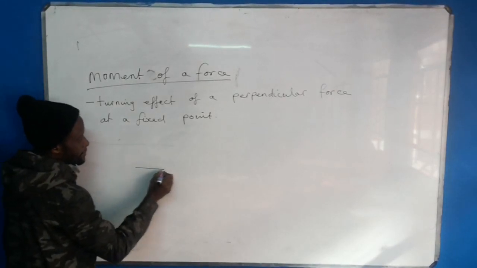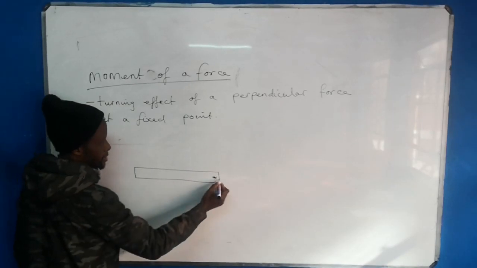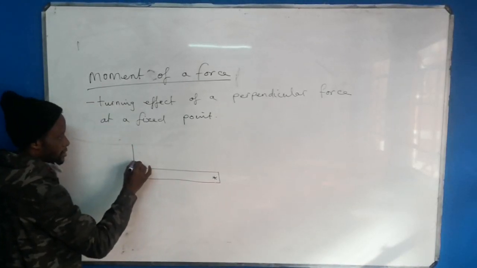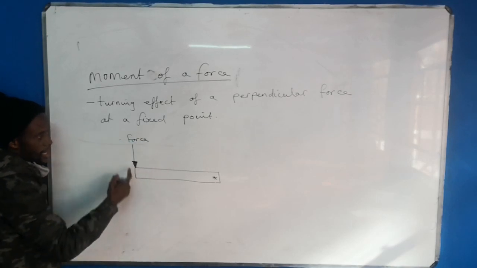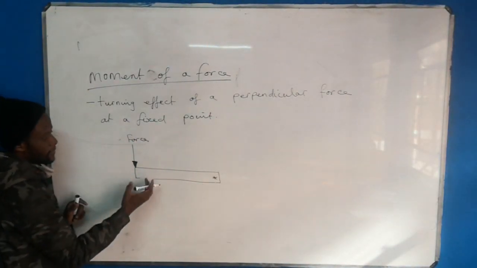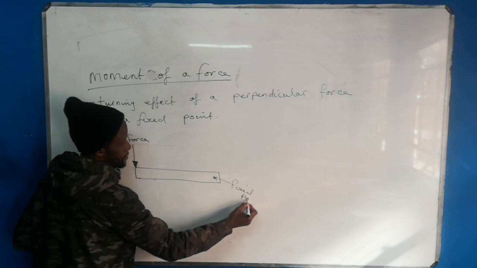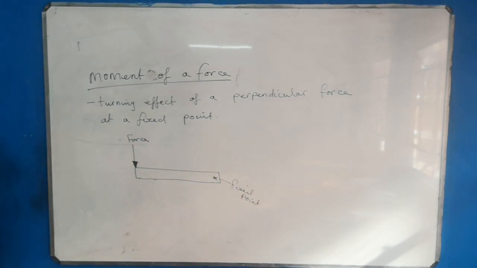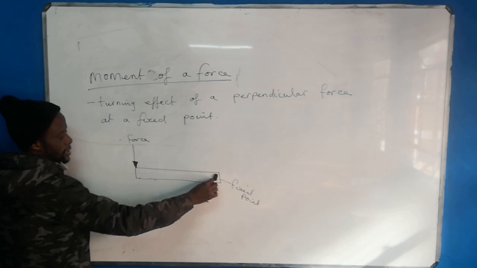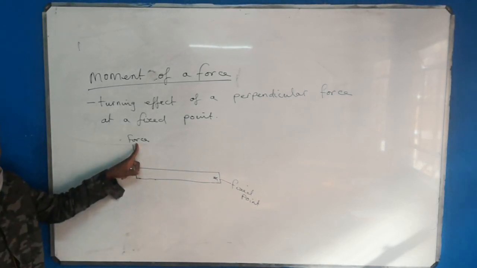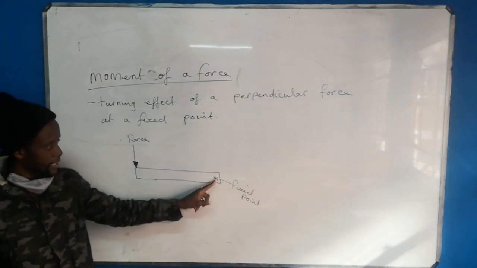If we have a beam and the beam is fixed at a certain point, then you apply a force. Remember, a force has magnitude and it has direction. Let's say we apply a force at this point. This beam will spin at the fixed point. It will rotate in the anti-clockwise direction. The force pushes in that direction. What this force is doing at this fixed point, that's the moment of the force. The turning effect at that point.